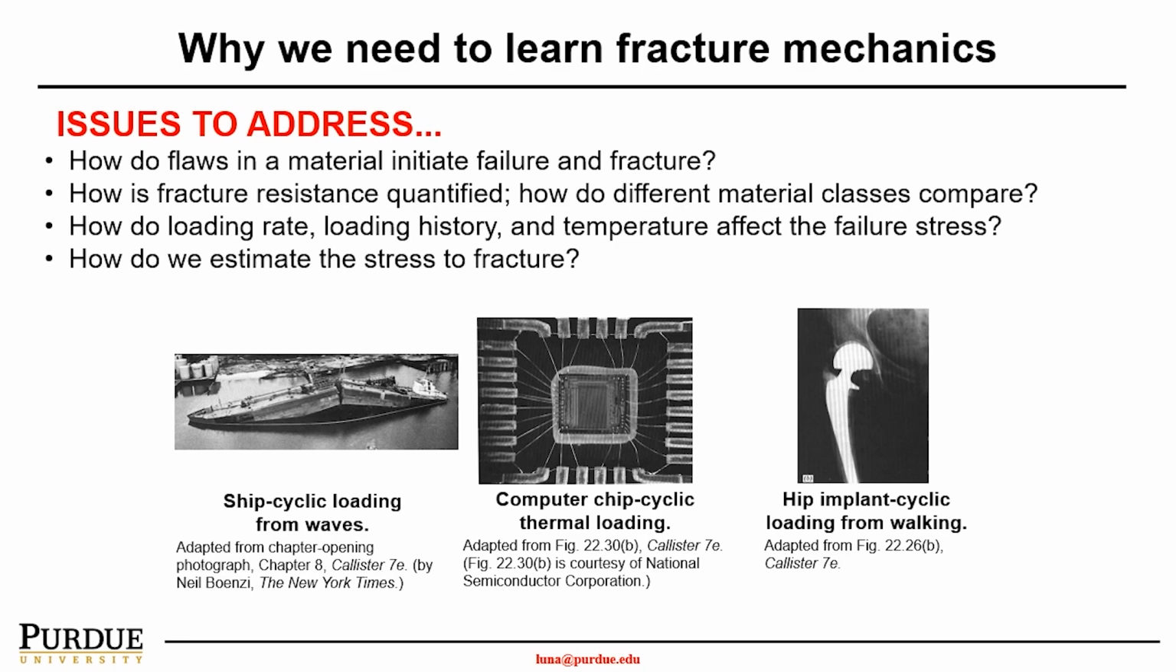Would a polymer behave the same as glass? It's also important to understand how loading rate, loading history, and temperature affect the failure stress. For instance, when a computer chip goes through cyclic thermal loading, how would the thermal strain and stress affect the materials? And also, how do we estimate the stress to fracture? Would the same material behave the same, or would a different material behave the same?